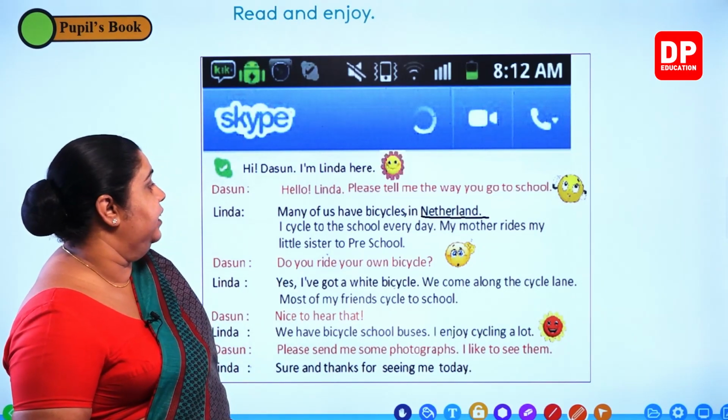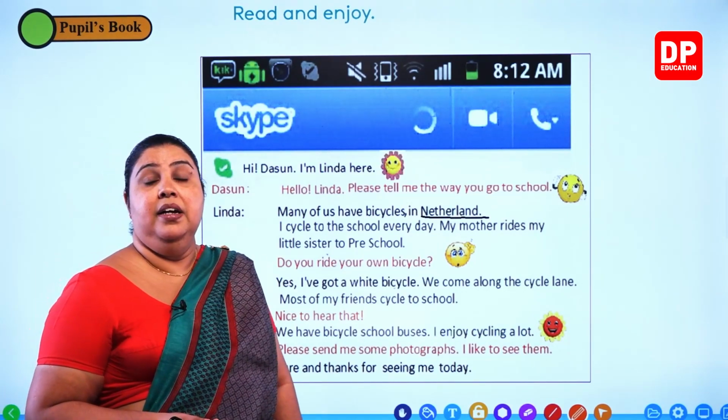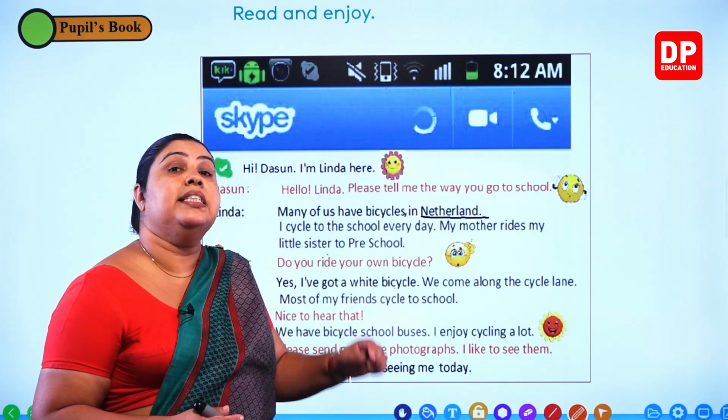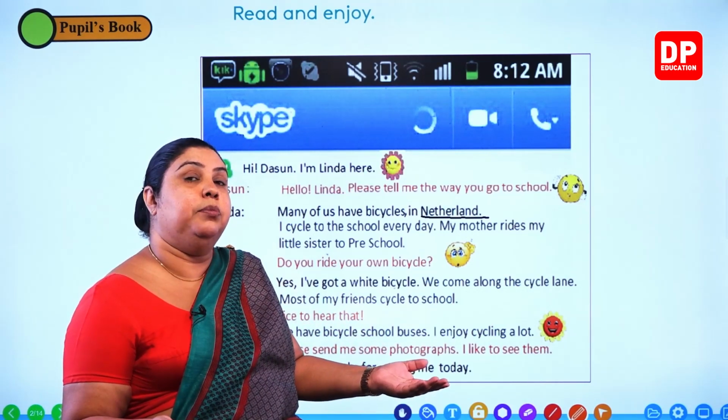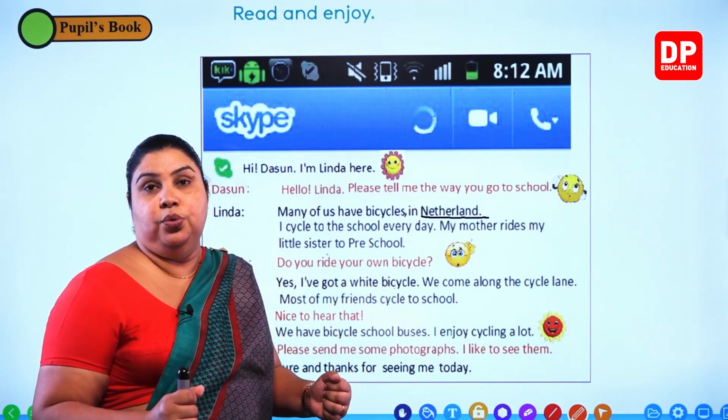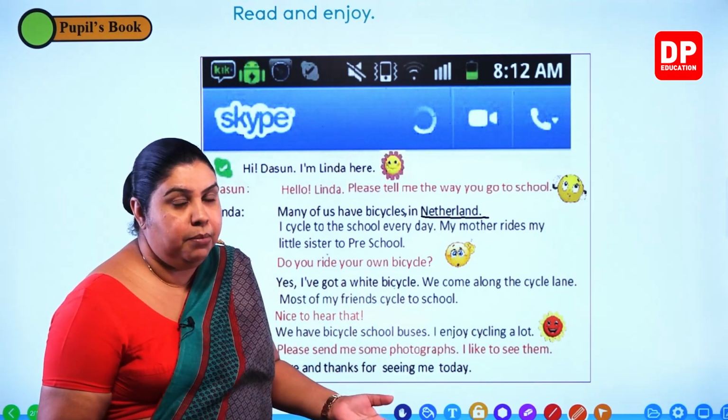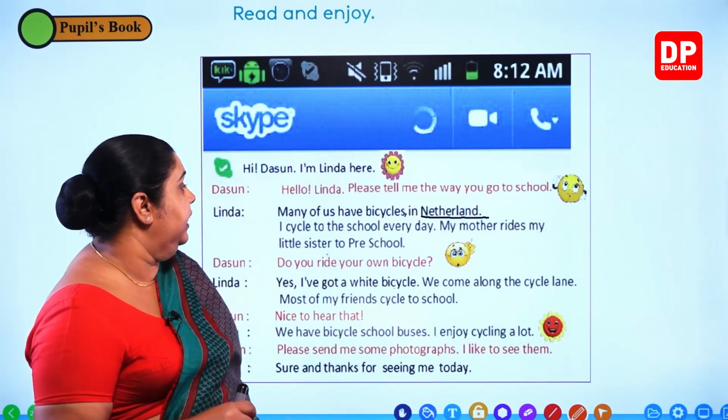I cycle to the school every day. මං bicycle එකෙන් තමයි I cycle to school. bicycle එක පදිනවා කියන එකට ඉංග්‍රීසි වලින් කියන්නේ මොකද්ද පුතේ? I cycle to school every day. මම දිනපතාම පාසලට යන්නේ bicycle එක පැදගෙන.